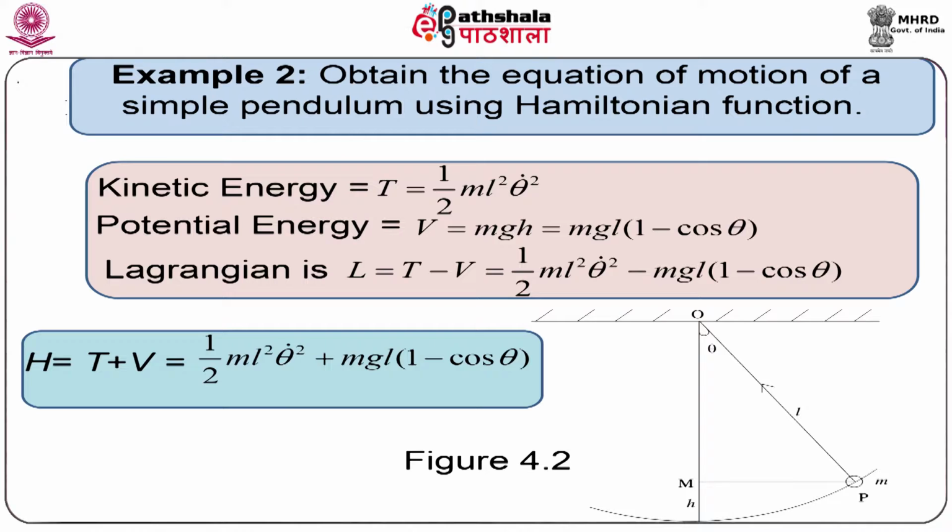For a simple pendulum, theta is the only generalized coordinate. The velocity of the ball or bob is L theta dot, acting perpendicular to OP, where L is the length of the string of the pendulum. Here, the kinetic energy is given by T equal to half m L squared theta dot squared. m is the mass of the ball.